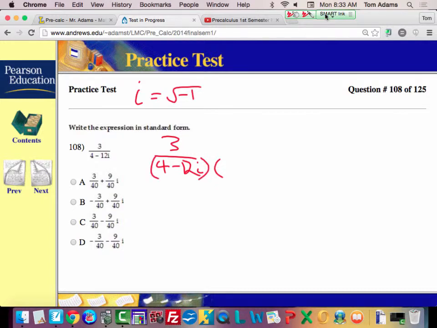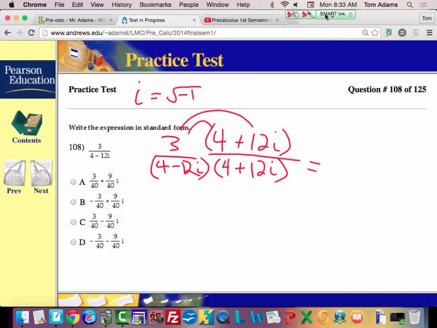It's almost like rationalizing the denominator, but the way that we do it with complex numbers is we use the conjugate. So I'm going to say 4 plus 12i times 4 plus 12i. Now the numerator is simple. I'm just going to distribute the 3 through the parentheses, and I'm going to end up with 12 plus 36i on the top.